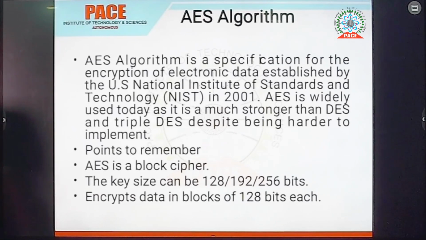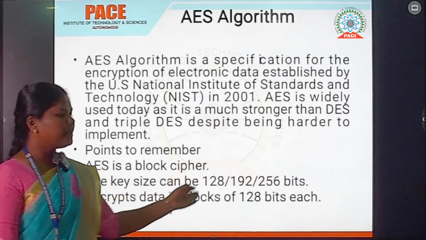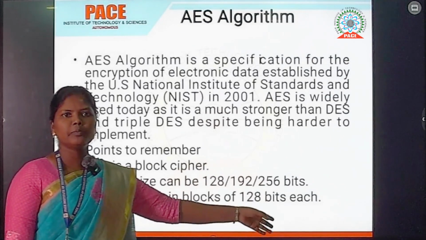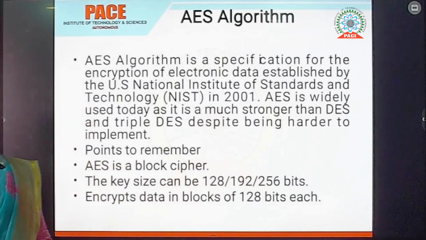Plain text is divided into blocks and then goes through the encryption and decryption process. That's why it is called a block cipher. The key size can have variations: 128 bits, 192 bits, 256 bits, and so on. But the DES algorithm has only a 64-bit size. Coming to AES, we have 128, 192, and 256 bits.